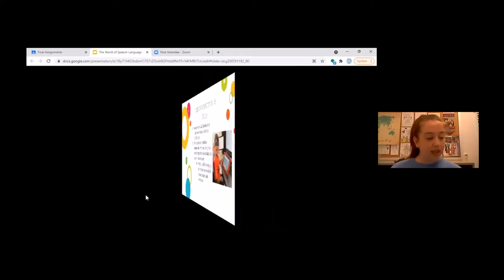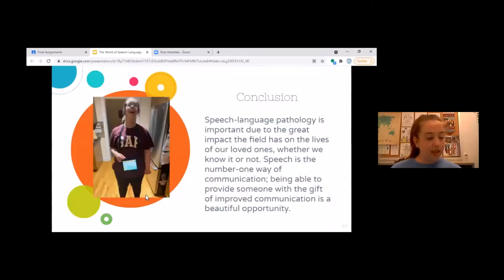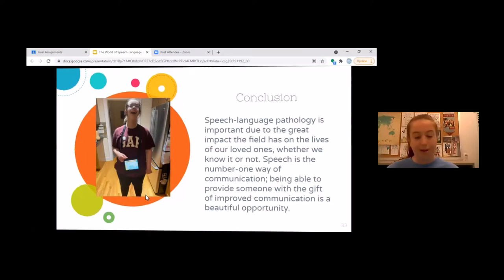And in conclusion, speech language pathology, in my opinion, is important due to the great impact the field has on the lives of our loved ones, whether we know it or not. A lot of people we know probably go to speech therapy and we wouldn't even know it. Speech is the one way of communication between humans, and being able to provide someone with that gift of improved communication is a beautiful opportunity for anyone.